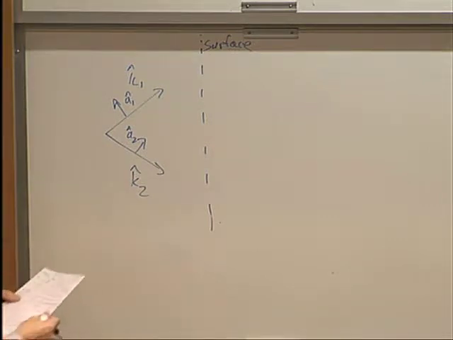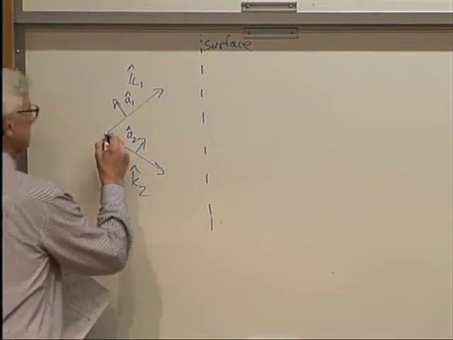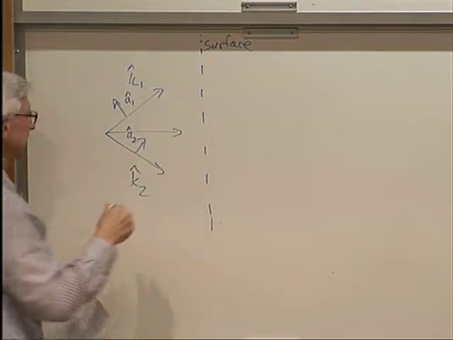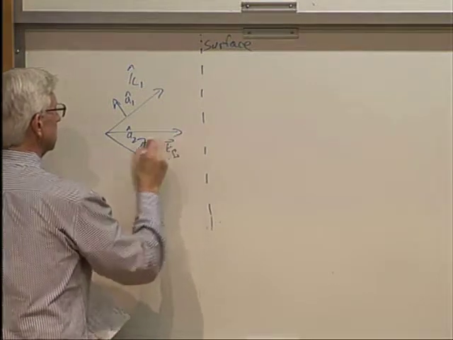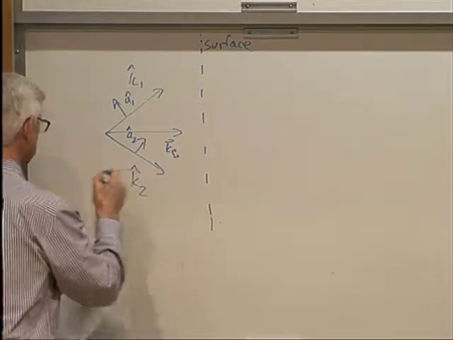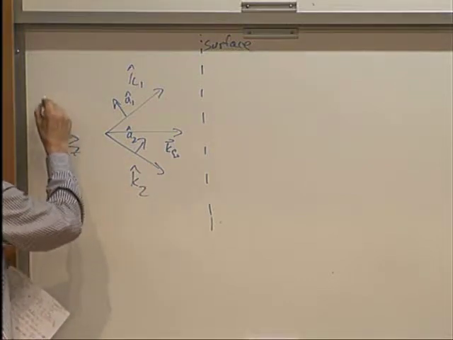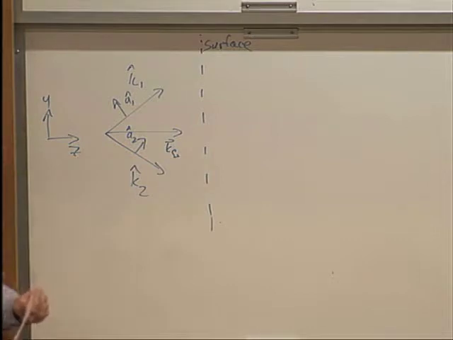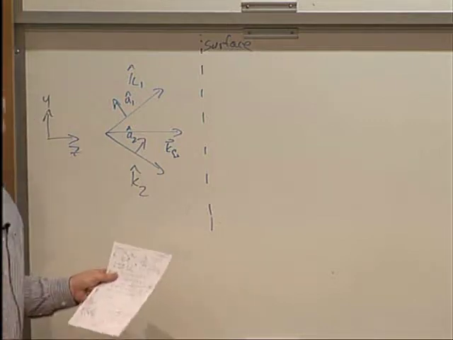Now, what do we know about the combination of those two waves? We already know a lot. The sum of the vectors should be the direction of energy flow. So that's this way, assuming that K1 and K2 have the same wavelength. That's K sum. So if I choose my z-axis here and my y-axis here, that means that the energy flow should be in the z-direction. Anything else?